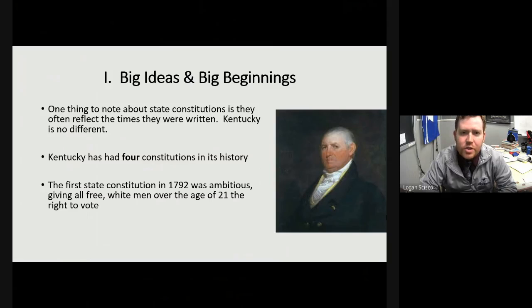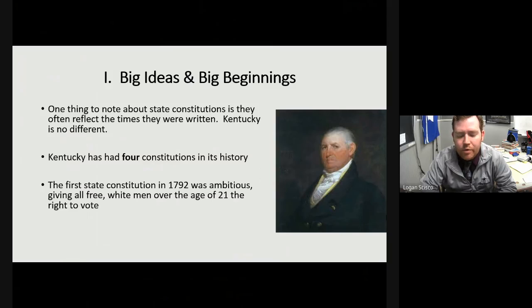The original state constitution in Kentucky was very liberal. We had very liberal voting rights for the time period because we allowed more people to vote than any other state. And that was simply because all free white men that came to Kentucky, it didn't matter if you had property, it didn't matter your religion, it didn't matter your political leanings, you earned the right to vote merely by being a resident of the Commonwealth of Kentucky.